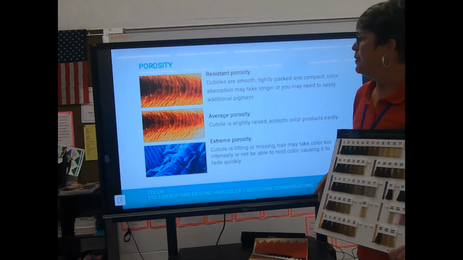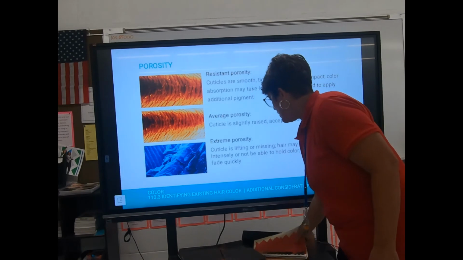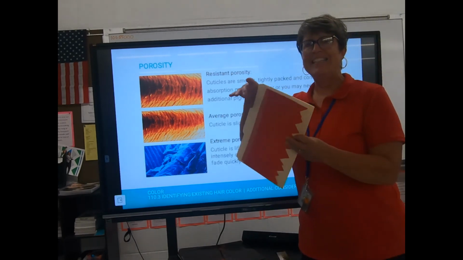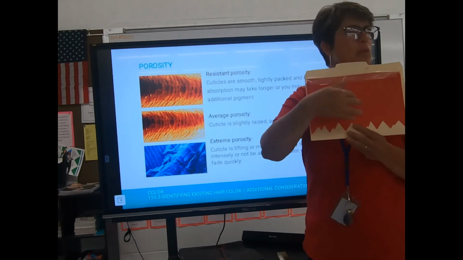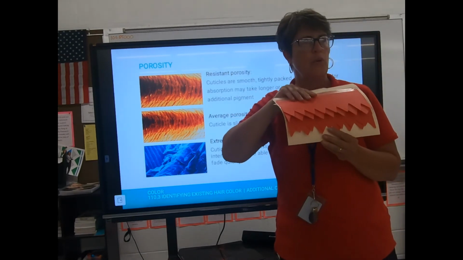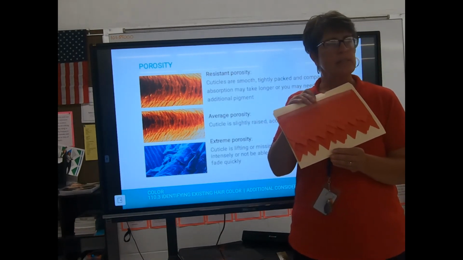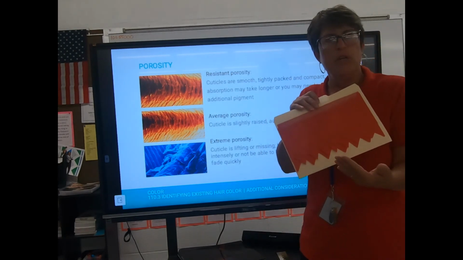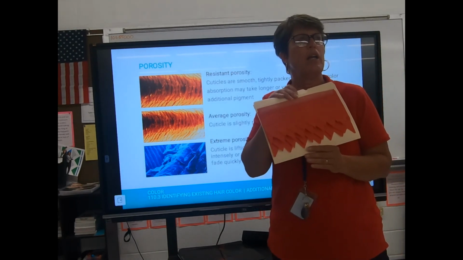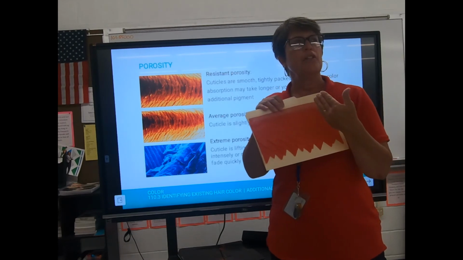Okay, porosity. Talked about this before. I've got resistant porosity. Tight, tight, tight, tight, tight. I have to work like a mad woman to get this to open up to do anything. I've got average porosity. It's slightly raised. The door's open. I can stick my foot in there and open it further with my products that open up the cuticle, and I can get in there and do what I need to do.